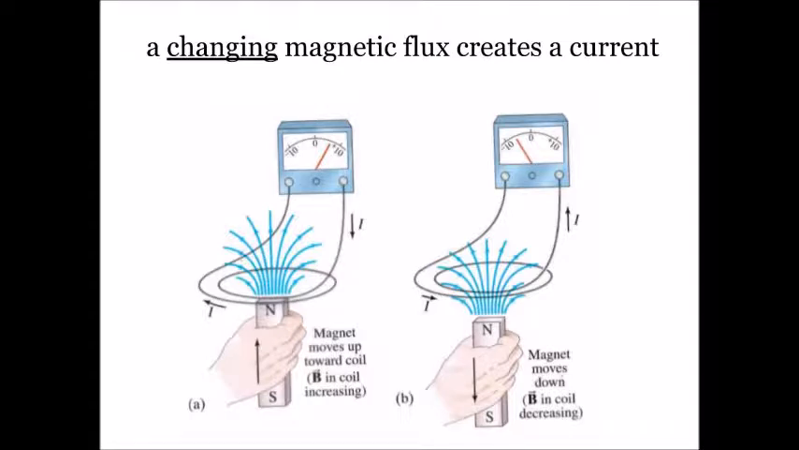So here we have a guy throwing a magnet at a coil of wire. Kind of a strange thing to do, but if you did, you'd measure a current. With that electrometer that we talked about before, you'd measure a current in that loop of wire. As long as you had a changing magnetic flux, as long as the number of field lines was changing.